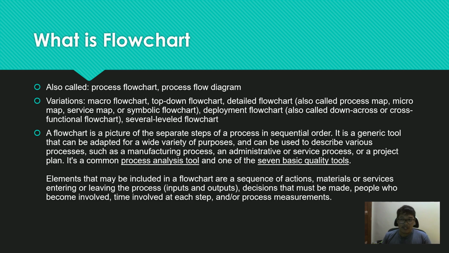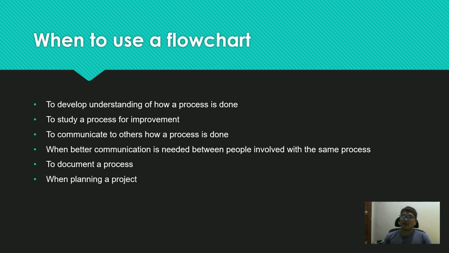The elements that may be included in a flowchart are the sequence of actions, materials or services entering or leaving the process, inputs and outputs, decisions that must be made, people who become involved, time involved, and each step's and/or process measurements. So, when to use a flowchart?